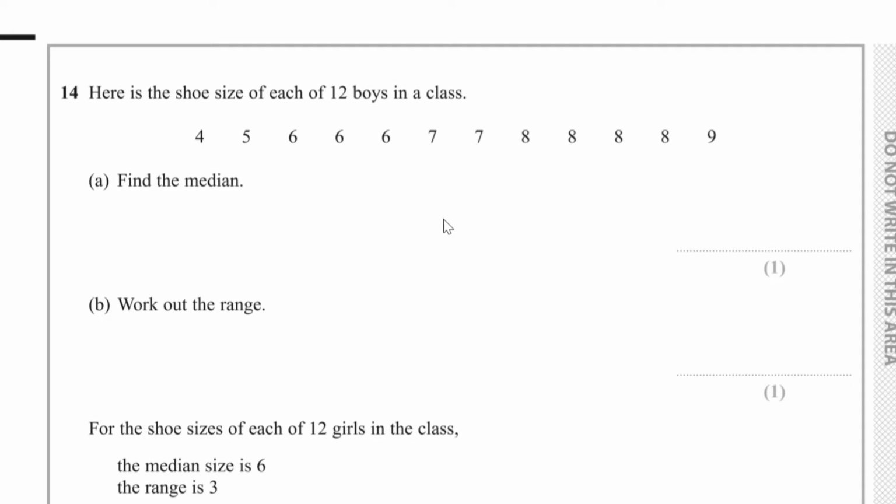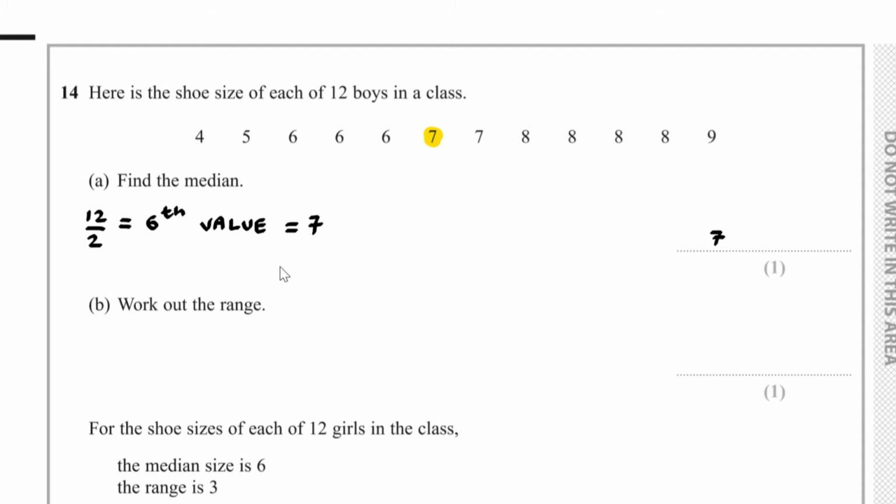Question number 14. Here is the shoe size of each of 12 boys in a class. We have to find the median. First of all, you will find that the data is in order. So we can find the median by working out the 12 over 2, which is 6th value. So we've got 1, 2, 3, 4, 5, 6. The median then is 7.